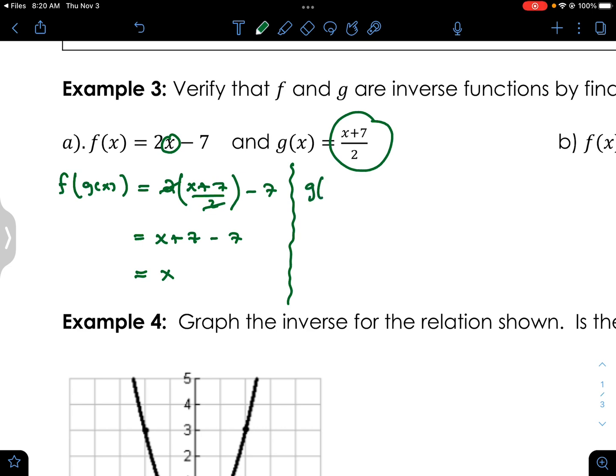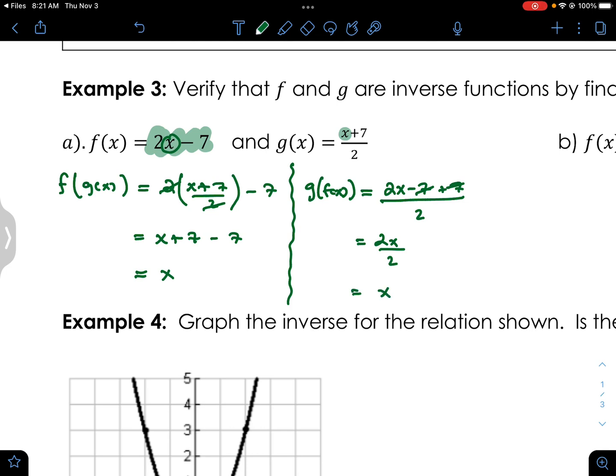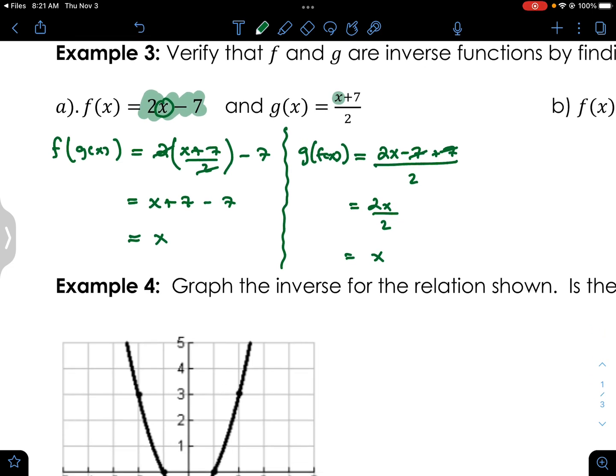So is g of f of x also equal to x? In this case, you're plugging 2x minus 7 in for x. So we'd have 2x minus 7 plus 7 divided by 2. Negative 7 plus 7 is 0. So you have 2x over 2, which is just equal to x. And so again, because f of g of x and g of f of x both equal x, we know that these two functions are inverses of each other. So f and g are inverses.